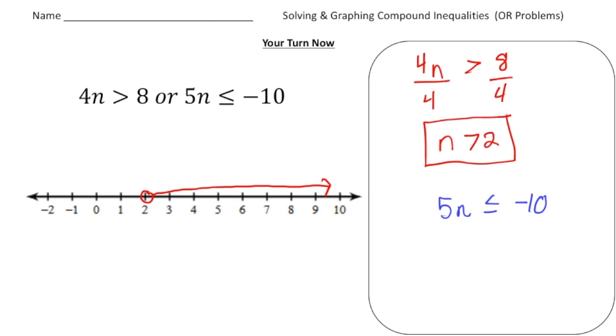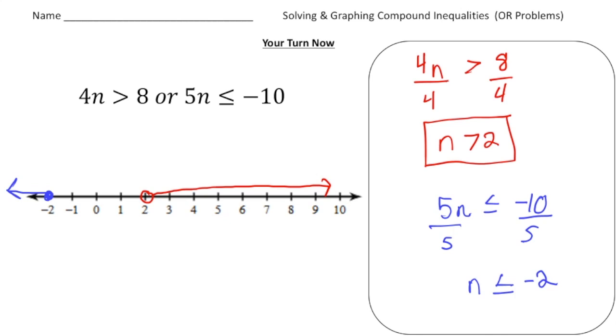The second one, we have 5n is less than or equal to negative 10. So I'm going to divide both sides by 5, which means n is going to be less than or equal to negative 2. So this one is going to be a closed circle, and all the values here work. And there it is. Alright, so a question I could ask on a quiz could be, name a value that would not work for this inequality, right? And you could say negative 1, 0, or 1, because they're not in either the red inequality or the blue.